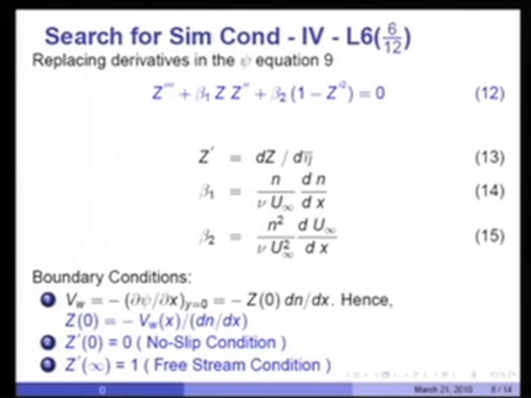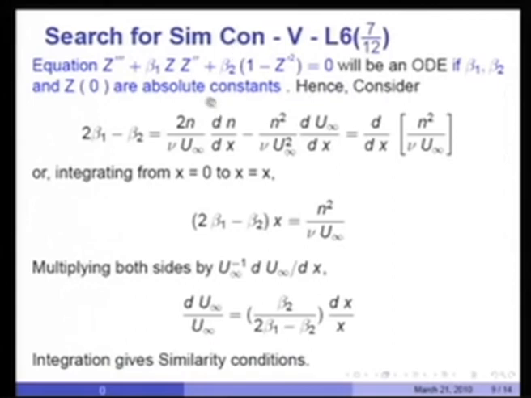with appropriate boundary conditions. That tells us in a way what the similarity conditions are going to be. So, the equation z triple prime plus beta 1 z z double prime plus beta 2 into 1 minus z prime square equals 0 will be an ODE if beta 1, beta 2 and z 0 are absolute constants. So, consider now 2 beta 1 minus beta 2. We have already written the definitions of beta 1 and beta 2 on the previous slide.